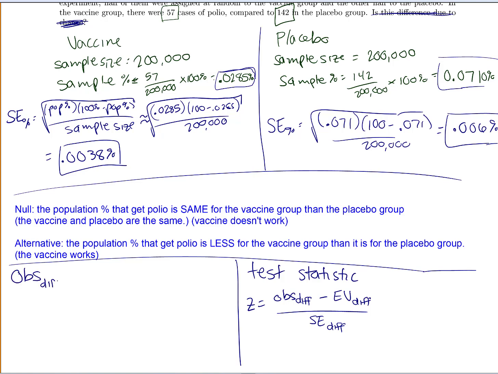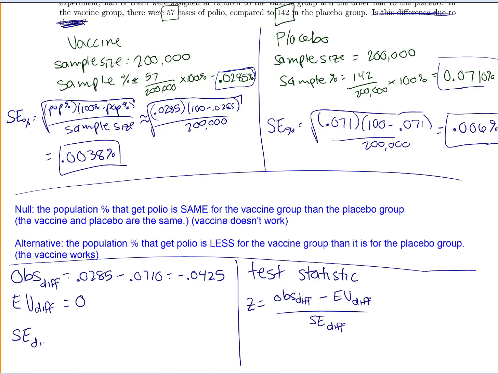So observed difference, well, that's just what were your sample percentages, and subtract them. So 0.0285 minus my other percentage of 0.0710 gives me negative 0.0425. My expected value of the differences, well, again, your null is always that your two population percentages are the same, so your sample percentages should be the same, so the expected value of the difference should be 0.